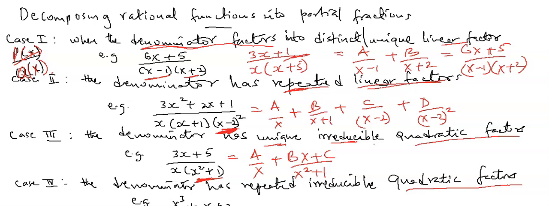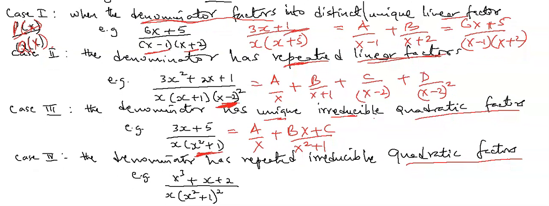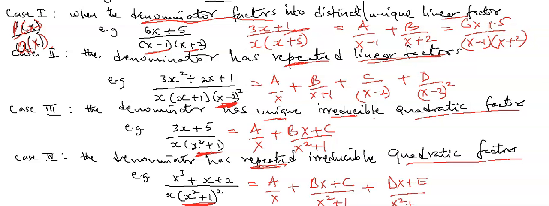Then you go to case 4. Again the denominator factors are quadratic and they are irreducible. And for this particular case 4, they are repeated. For example, x cubed plus x plus 2 over x times x squared plus 1 squared. This is the one that is distinguishing this case. X squared plus 1 is a quadratic factor that is irreducible and it is repeated. So this one will be A over x plus Bx plus C over x squared plus 1 plus Dx plus E over x squared plus 1 squared. So those are the four cases.